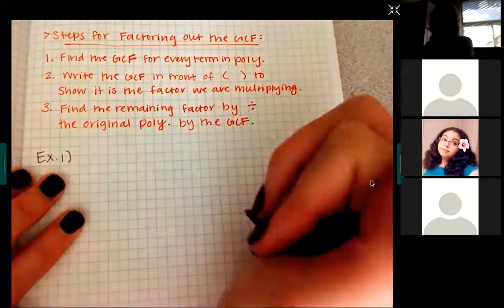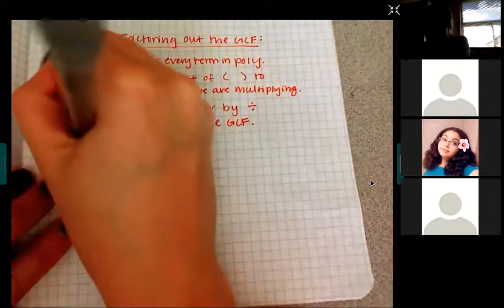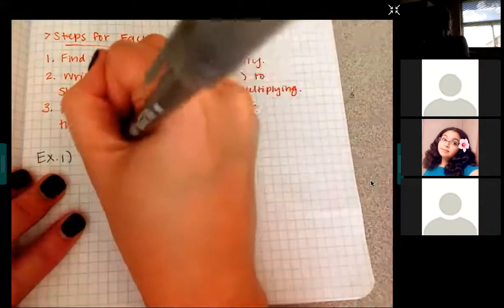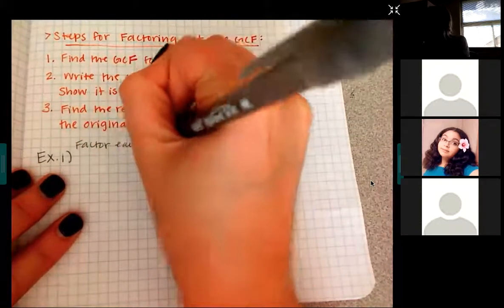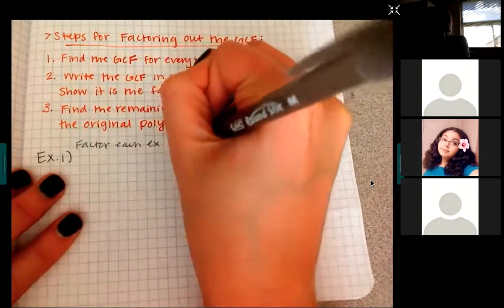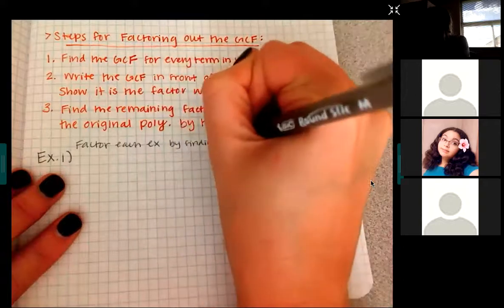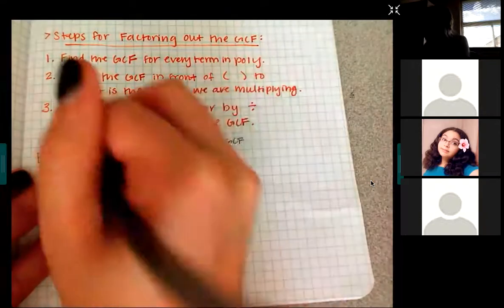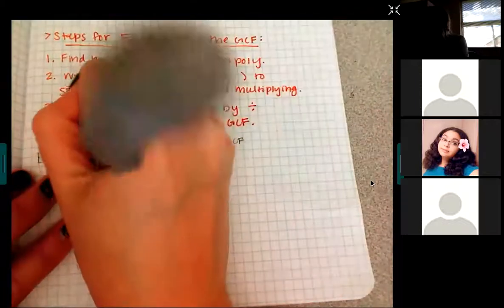Oh, that eraser. All right, we're gonna factor this. Let me write that up here. Y'all don't have to write it unless you want to. We're gonna factor each example by finding the GCF. Okay, so example 1, we're gonna factor it by finding the GCF. Here's example 1.